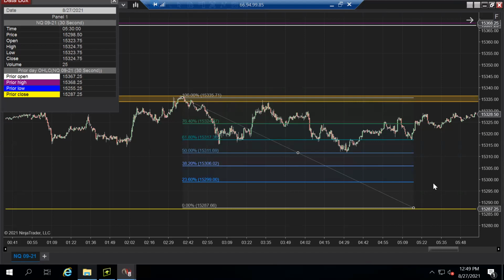Okay. So remember, if we're fading gaps though, John, we're not looking to buy on a gap that's up. If it's up, what's the opposite of up? Okay, down. Yeah. Fading the gap is the thing.